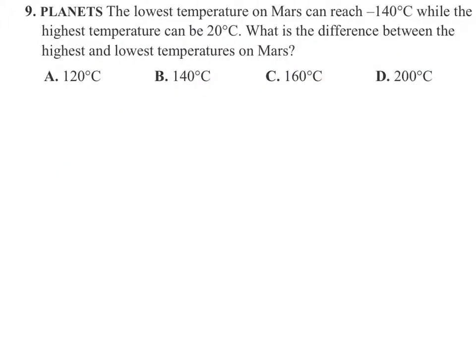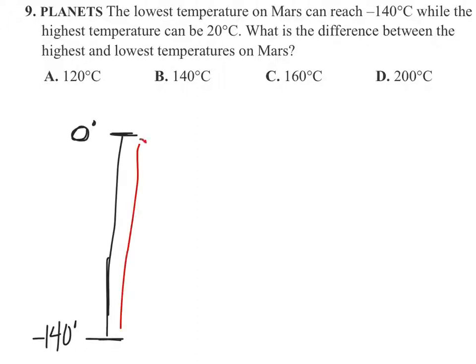Planets. The lowest temperature on Mars can reach negative 140 degrees Celsius, while the highest temperature can be 20 degrees Celsius. What is the difference between the highest and lowest temperatures on Mars? Well, let's say that this is 0 up in here. Well, negative 140 would be all the way down up in here. Negative 140 degrees. This is how thermometers used to work, by the way. They weren't digital, right? So, from negative 140 to 0, you got to go up all the way to 0. That would be 140 degree change right here.